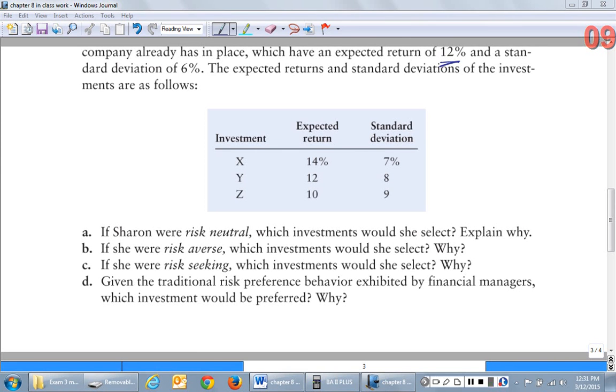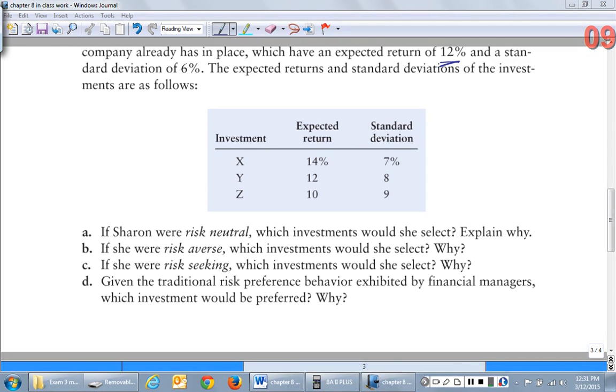If Sharon were risk seeking, that means that she would choose the asset with the highest level of risk regardless of the level of return. And so she would choose asset Z. Asset Z has a standard deviation of 9%.